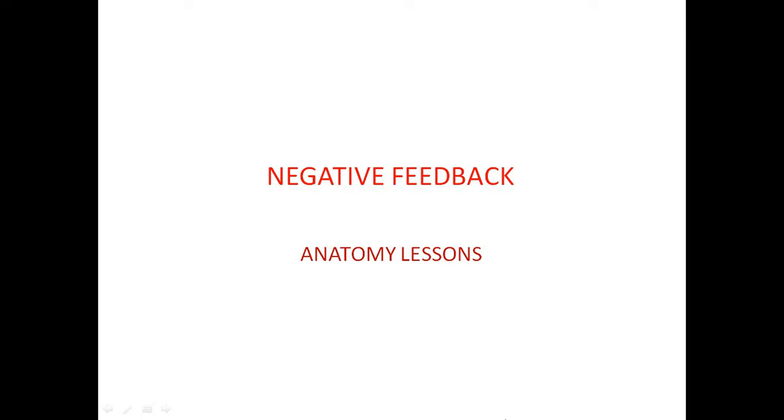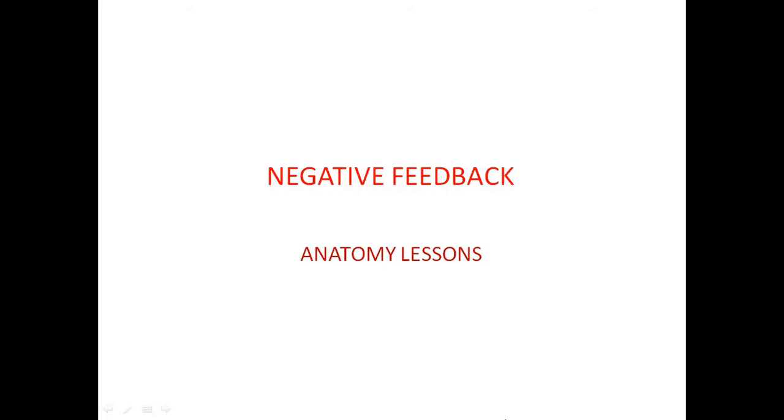Good morning. Today I am going to discuss the negative feedback system from anatomy lessons. In my last video I told you about homeostasis. Homeostasis occurs in two different feedback systems: one is the negative feedback system and the other is the positive feedback system. The negative feedback system is a process in which any physiological deviation of the body from its set point is reversed back to its normal condition.